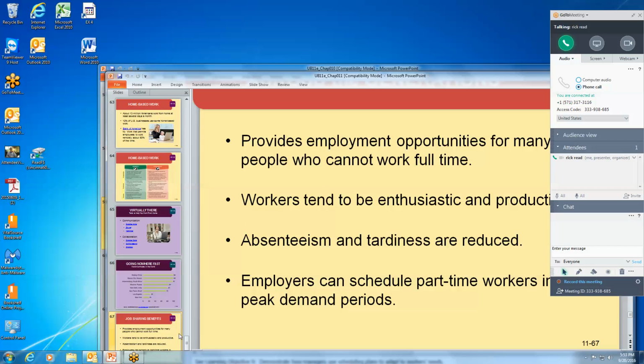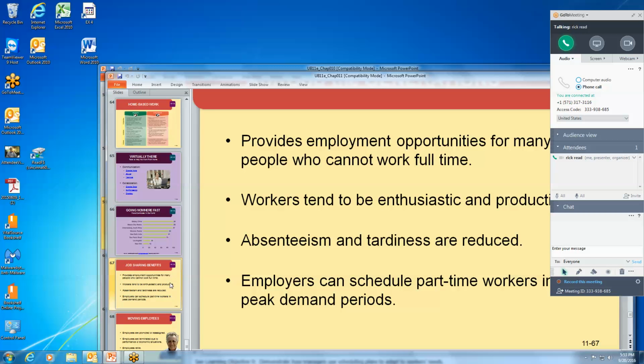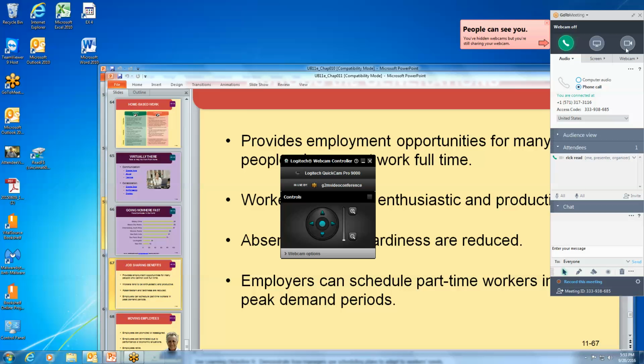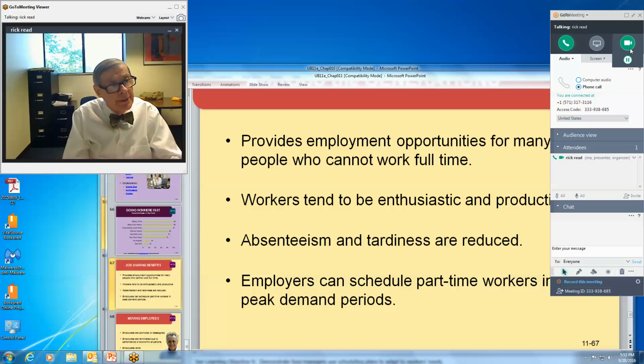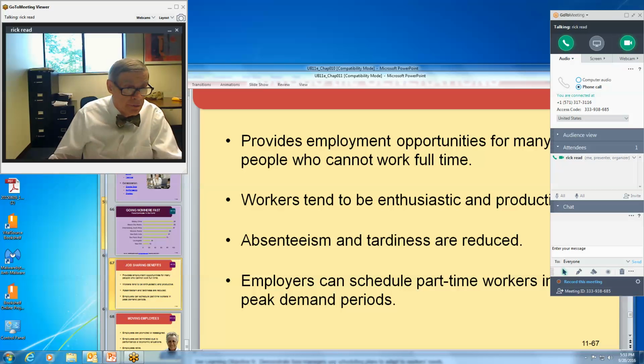Job sharing benefits, we know what those are. A person is sharing a job with one or more people. You can get people into the workforce that haven't been in the workforce. We know that it does motivate people, but of course you're not getting full-time employment, so you're not getting benefits.